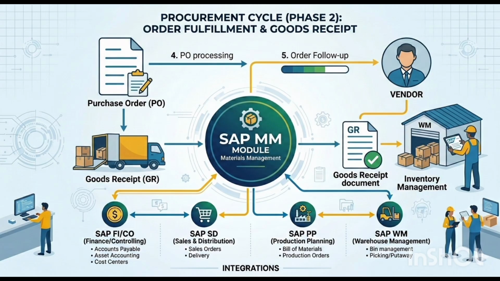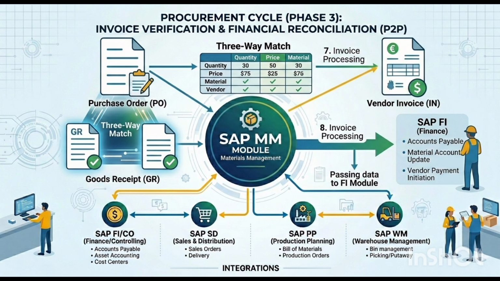Now, the final phase of the procurement cycle is purely administrative and financial. It is about reconciling the physical receipt with the financial commitment before releasing the final payment. This phase focuses on steps 7 and 8 of the original P2P loop. The final diagram illustrates the crucial three-way match.